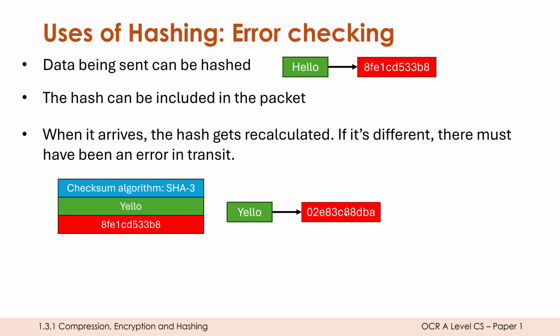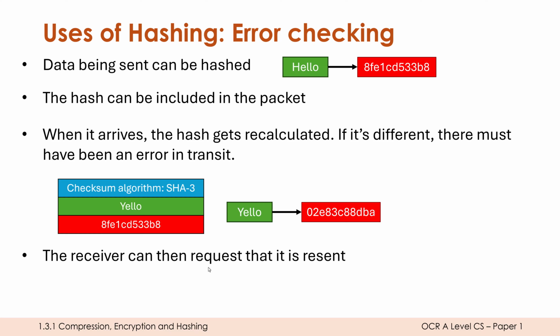But hang on, this hash is different to this hash. So therefore, there must have been some error in transit. Obviously, H and Y have got swapped somehow. Errors happen all the time over networks. This is how I can tell an error has occurred. If it's really important, I can then request the person sending it resends it, and it will repeat until eventually the hashes match up so that I know it's been sent correctly.